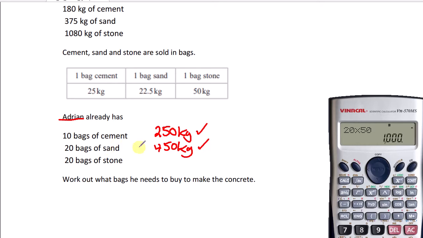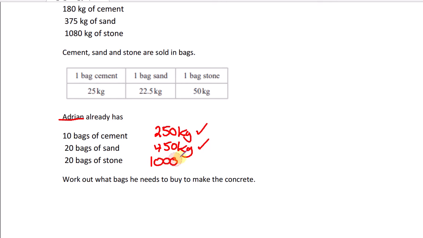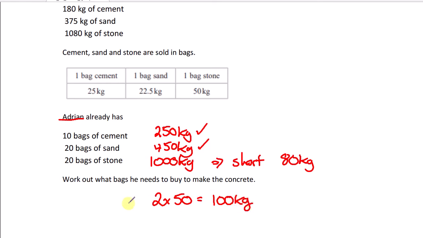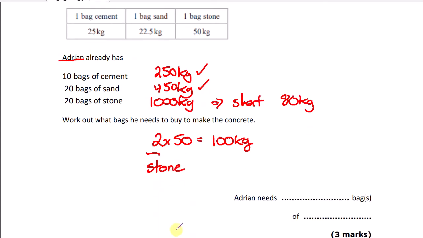He's got 1,000 kilograms. That means we are short by 80 kilograms. 80 kilograms, 2 bags times 50 gives me 100 kilograms. That's just enough. So we need 2 more bags of stone. So when we fill in our answer, this is where some people make a mistake. You can't use the fractional part. We need the 2. So we need to buy 2 whole bags of stone.